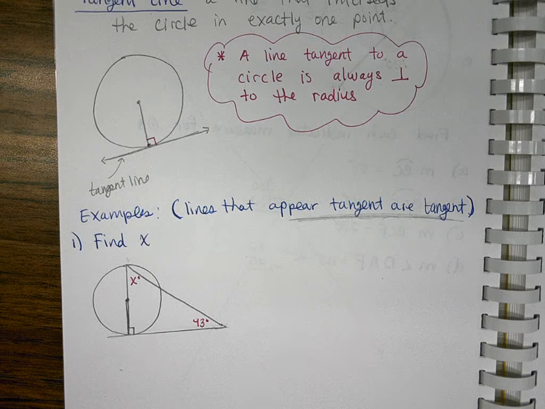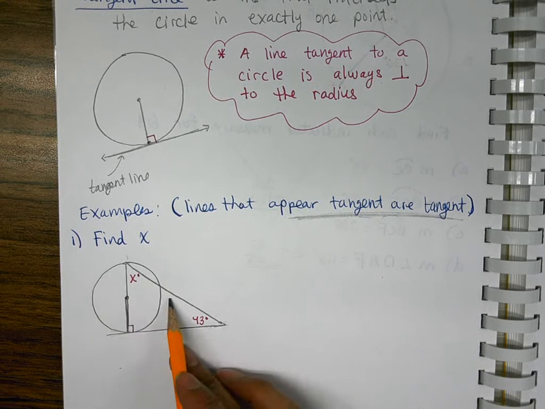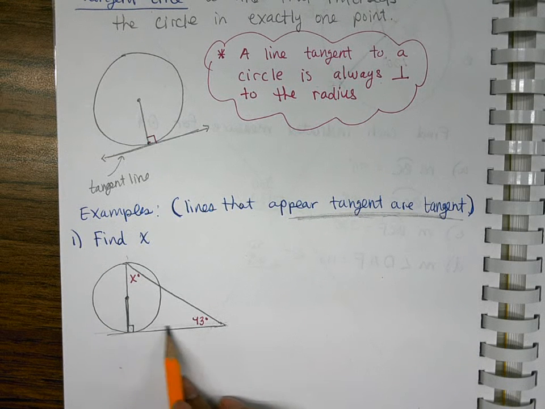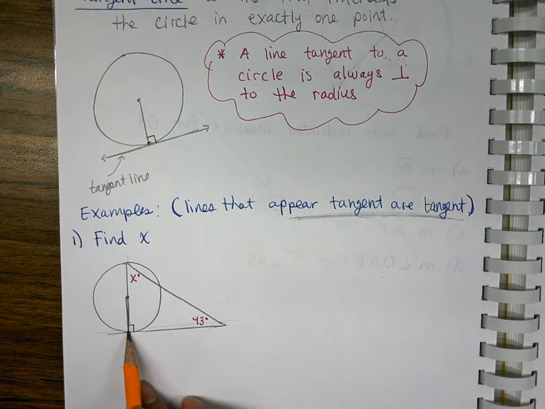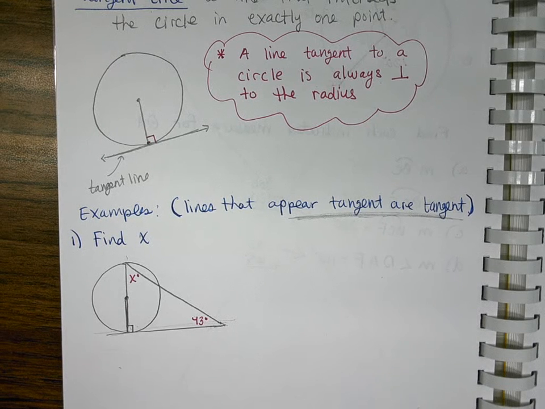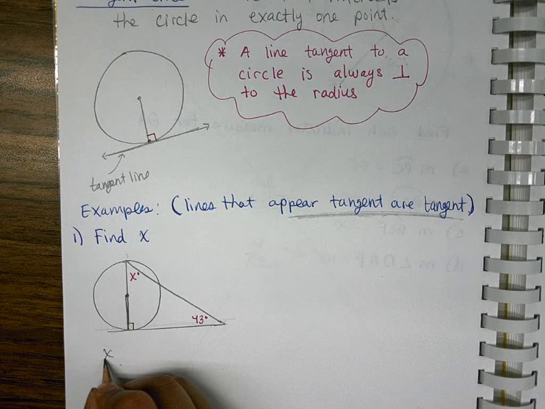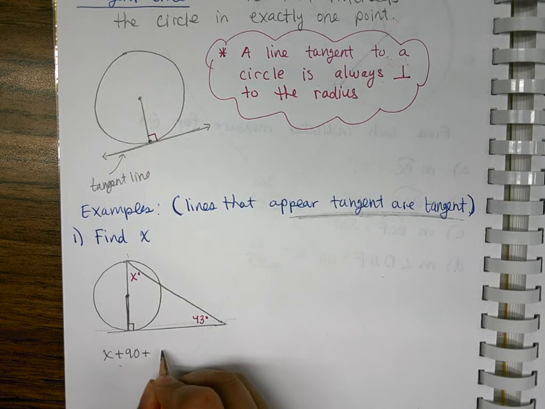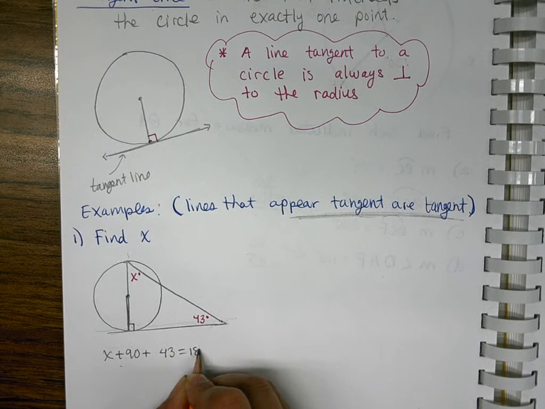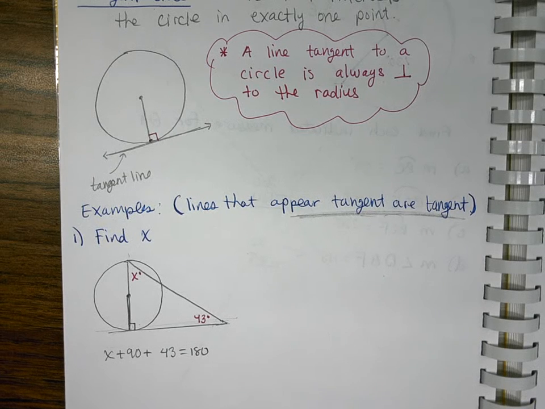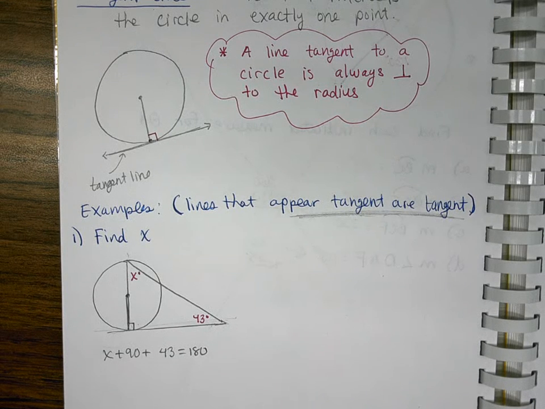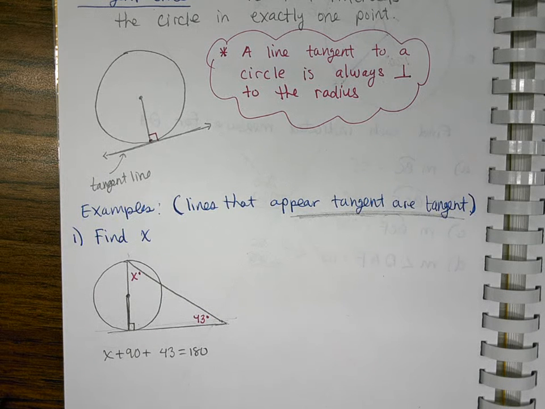So that is 90 degrees. Now, it didn't tell us that. It won't mark it there for us. We just need to know that. If I have a circle and a radius and a tangent line tangent to the circle at that point, it'll always be perpendicular to that radius. All right, so now we have enough to solve. X plus 90 plus 43 equals 180. I'm going to let you guys solve that now. Add your 90 plus your 43 and then subtract from 180. Go ahead and do that now.